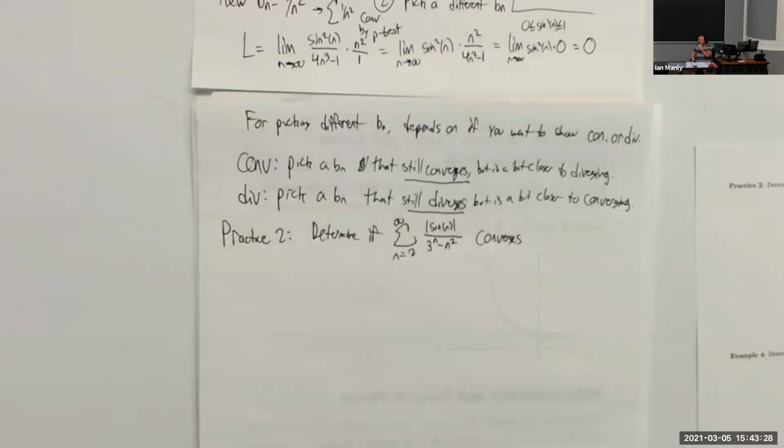Which one's bigger? As long as a is bigger than 1, then a to the n will be bigger. So like 2 to the n is going to be bigger in the long run than n squared.